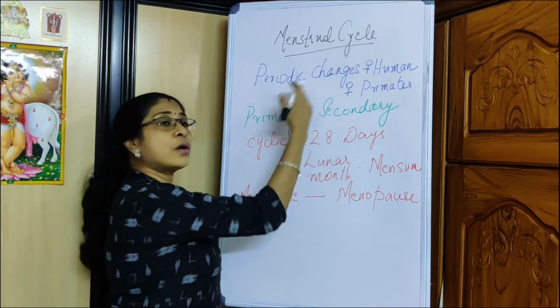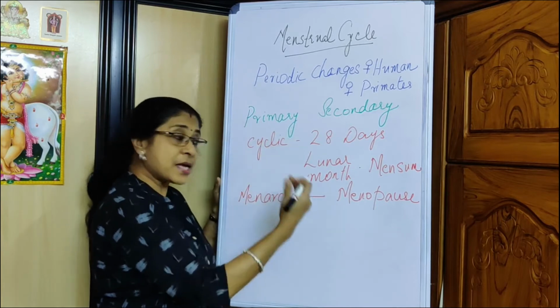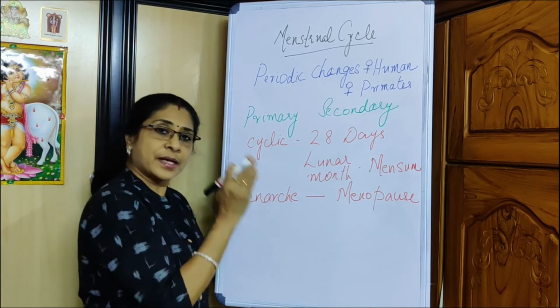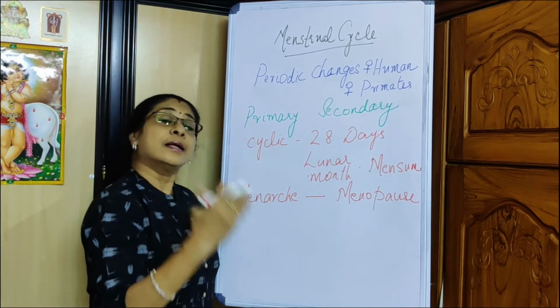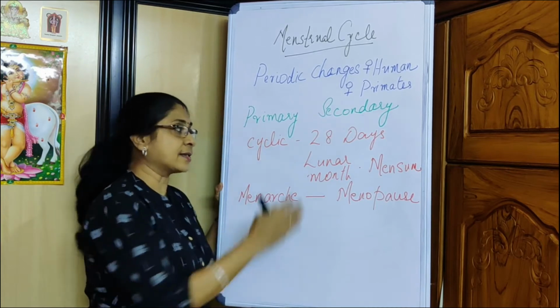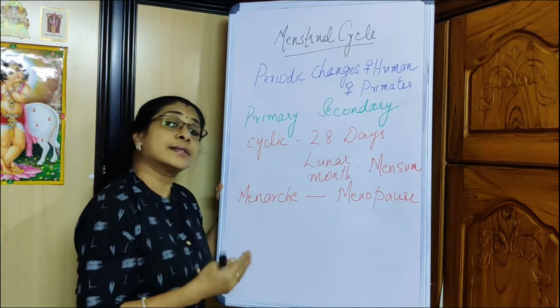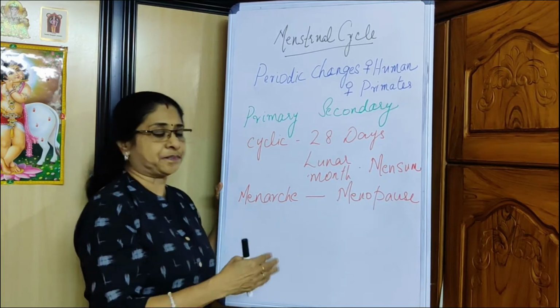And how long does the cycle happen? The cycle is repeated every 28 days. Okay, it begins on a particular day and the entire cycle lasts for 28 days, and it ends with the discharge of blood called the menstrual flow. It is discharged through the vagina.